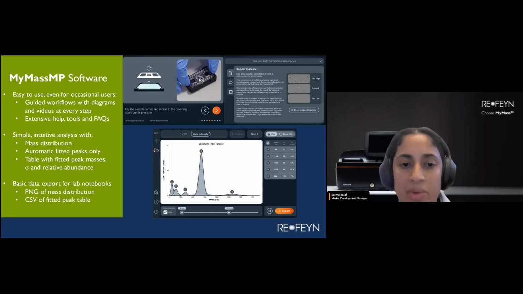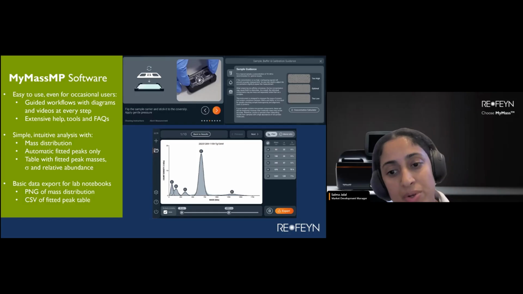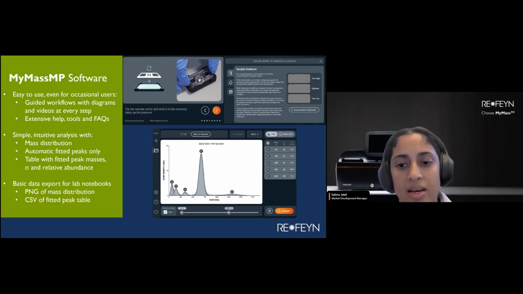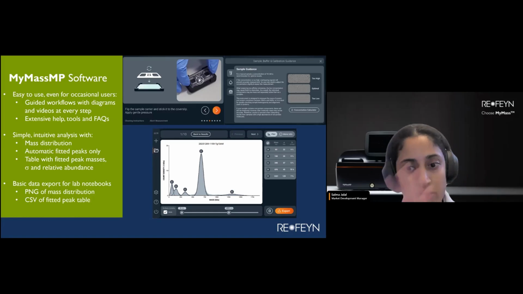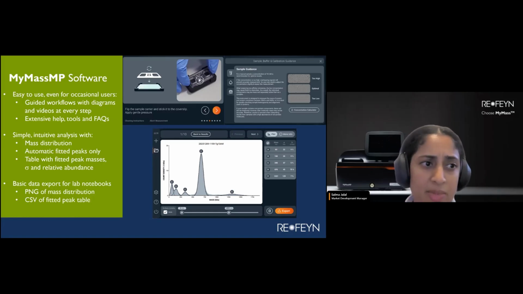And after the 1-minute measurement is complete, you have your data, and the system will give you a plot of the mass distribution of all of the molecules in your sample, as well as abundances of the different species in that sample in a table format. And this can be exported in standard PNG and CSV formats.